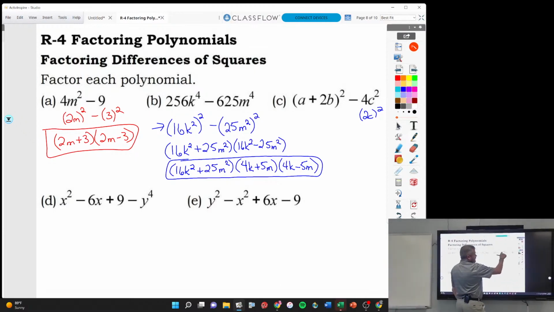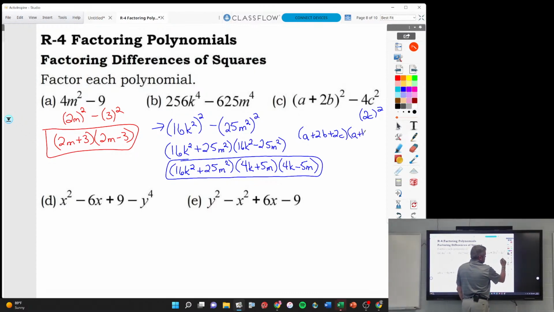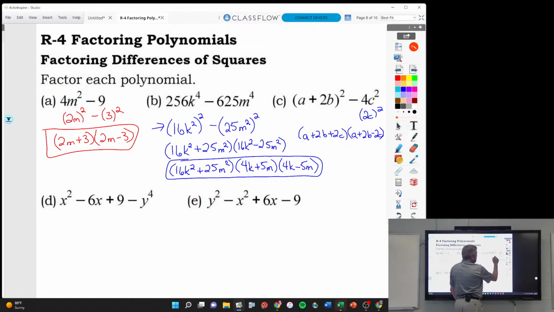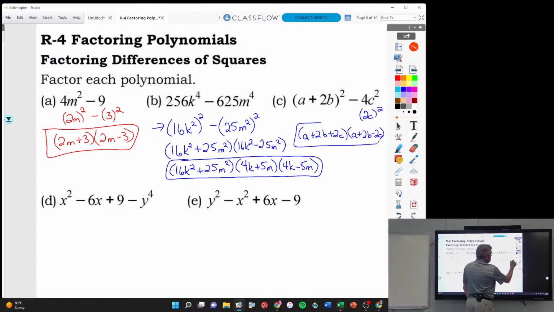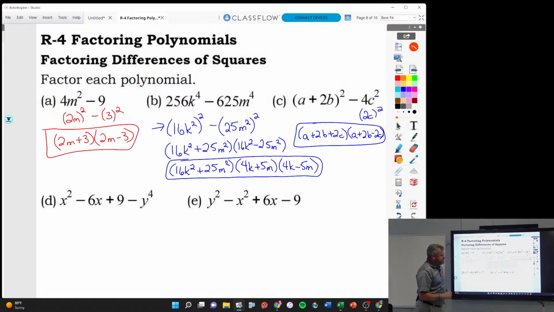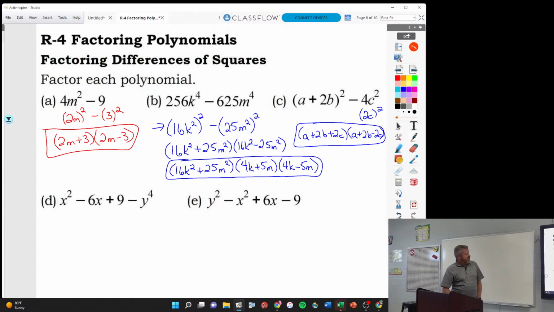So it comes down to a plus 2b plus 2c times a plus 2b minus 2c. And that does not factor any further. And that's a good thing, we ran out of space anyway. Part D, what do we see there?